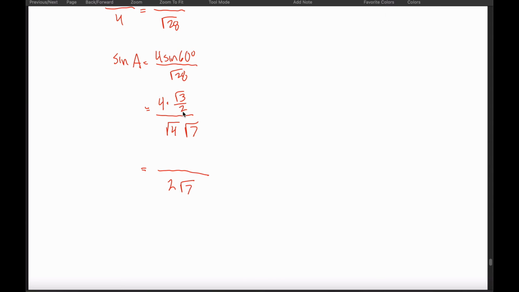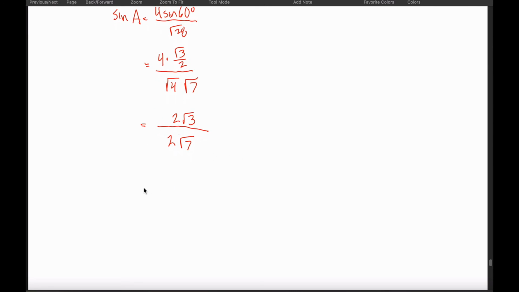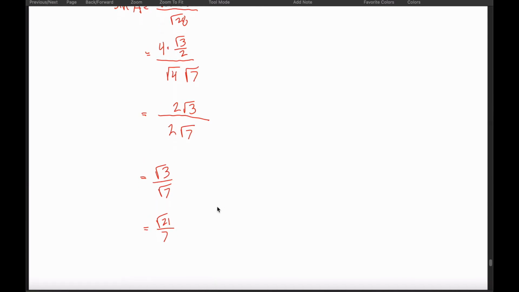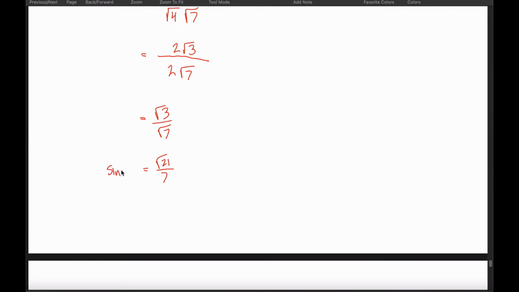This 4 and this 2 cancel out, and I'm left with 2 root 3 up in the numerator. How convenient. This 2 and this 2 can cancel, and I get the square root of 3 divided by the square root of 7, or if I rationalize the denominator, the square root of 21 divided by 7. That's my answer. The sine of A is equal to that number.